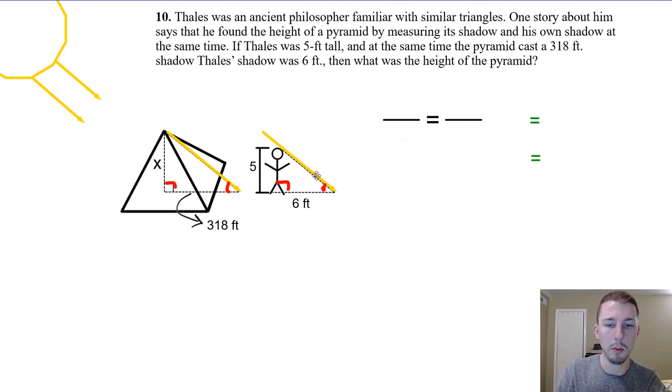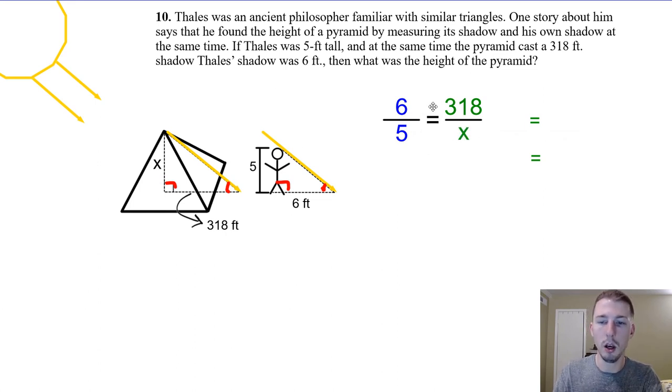So we can set up a proportion. The height of Thales, or his shadow, was 6 feet. That corresponds with the shadow of the pyramid, 318 feet. Thales' height was 5 feet, which corresponds to the height of the pyramid, which we're solving for as x.